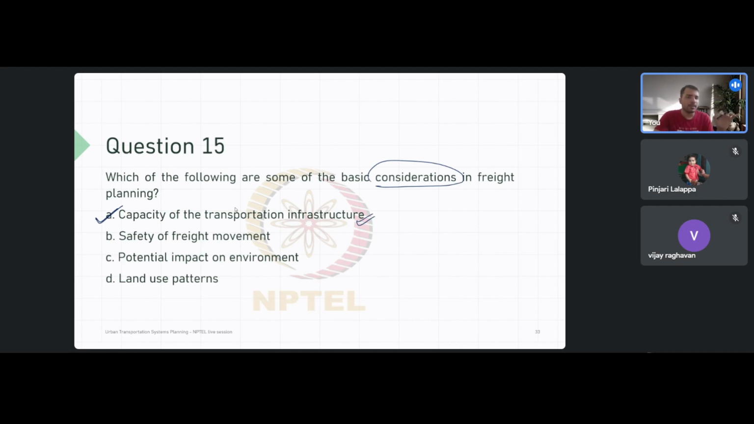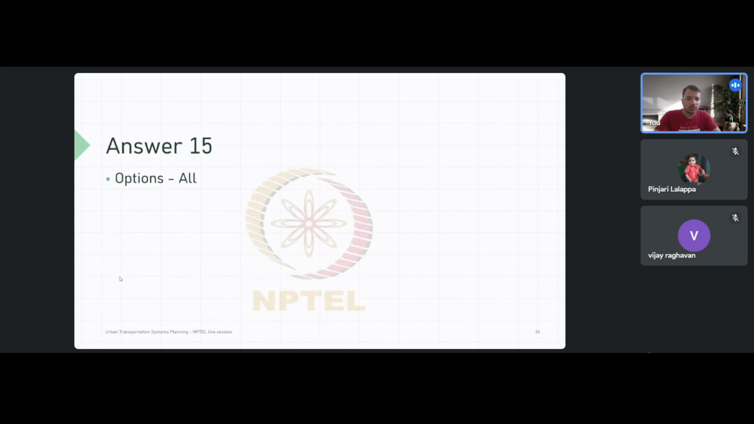There should be vertical clearance, lateral clearance. So these things should be considered. So safety of freight movement needs to be taken care of. And we have impact on the environment because the trucks generally give higher emissions. So during the daytime when the public is using that time, the trucks are restricted. So C is correct. Land use pattern will also matter because of where the terminals are for loading and unloading, where the commercial areas are, where the industrial areas are. These things will also need to be considered while we are doing freight planning. So all the options are correct. A, B, C, and D. All the options are correct here.